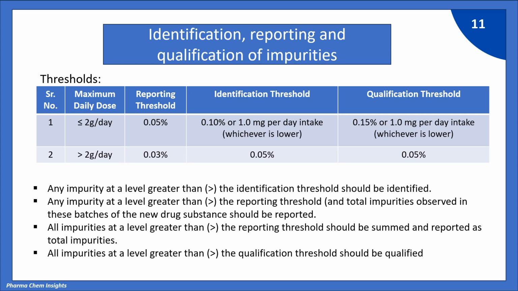Any impurity at a level greater than the identification threshold should be identified. Any impurity at a level greater than the reporting threshold and total impurities observed in these batches of the new drug substance should be reported. All impurities at a level greater than the reporting threshold should be summed and reported as total impurities. All impurities at a level greater than the qualification threshold should be qualified.